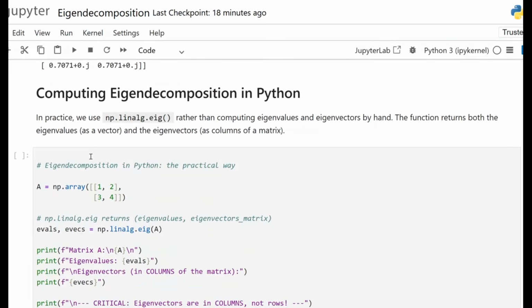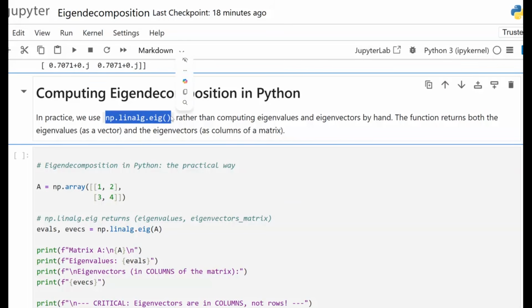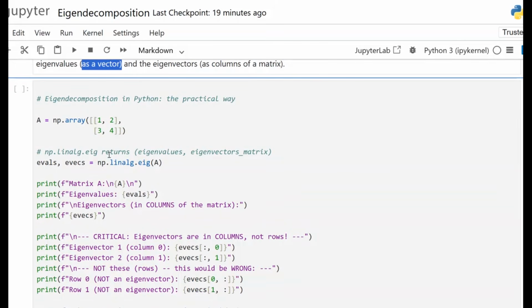Okay, now let's have a practice: we use NumPy's linear algebra for eigendecomposition rather than computing eigenvalues and eigenvectors by hand. The function returns both the eigenvalues as a vector and the eigenvectors as columns of a matrix. So yes, dear friends, this script demonstrates the practical computation and correct interpretation of eigendecomposition in NumPy, with an emphasis on a common source of confusion, that is how eigenvectors are stored.